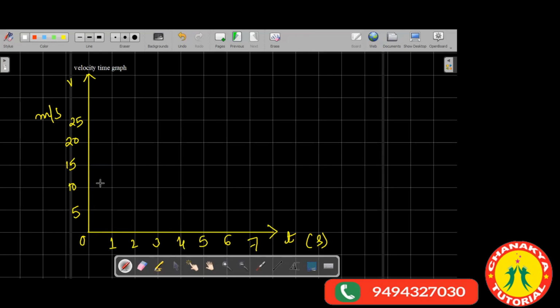Now again, we can have three shapes of the graph. Let's say our first shape that we had taken, the initial shape we took like this. Okay, let this be one of the shapes of the graph. Let us have this one, second one.